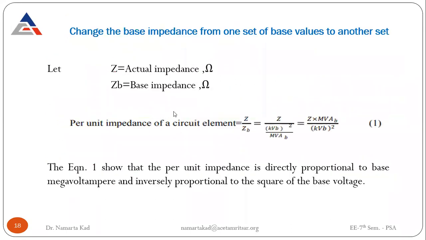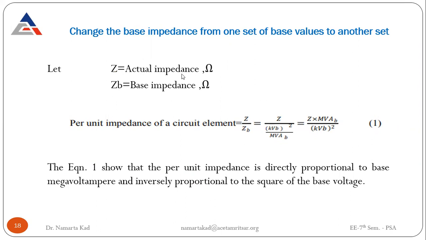Now the formulation part. The first one is changing the base impedance from one set of base values to another set of base values. Like, if the impedance is given in one set of base values, and you have to convert it into some other base values. So let's do a small derivation for that.